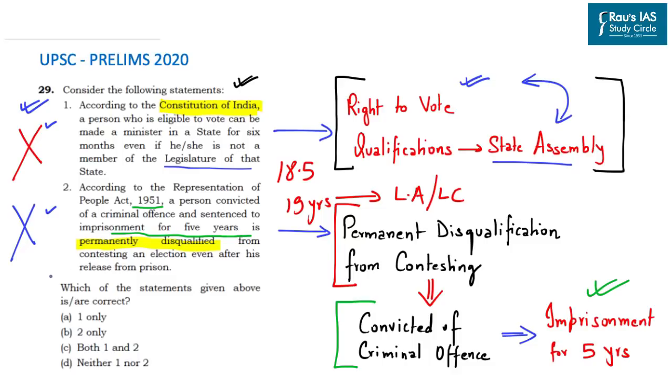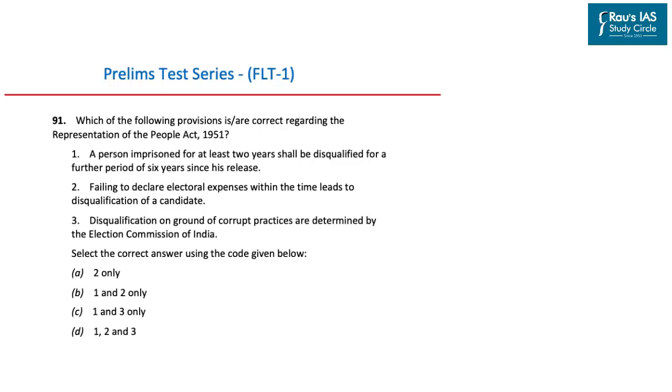So the question was, which of the statements given above are correct? So the correct answer becomes D, that is, neither 1 nor 2, since both the statements are incorrect. Now on similar lines, a question was framed in the prelims test series in the full length test. The question read, which of the following provisions are correct regarding the Representation of People Act 1951? Now, provisions from the Representation of People Act were directly asked, and the same were provided in the statements given by UPSC.